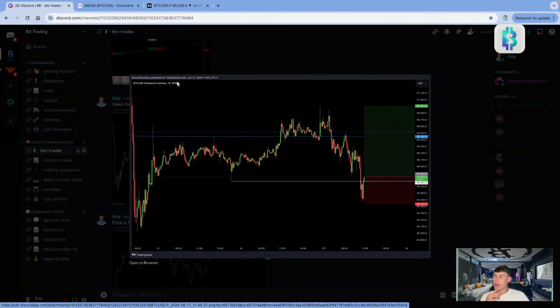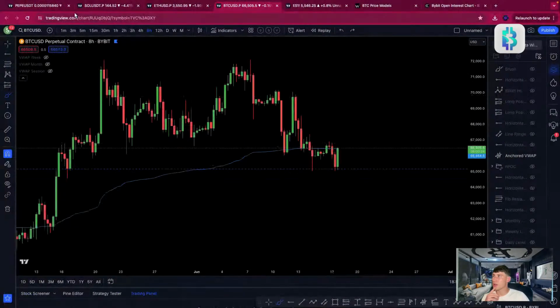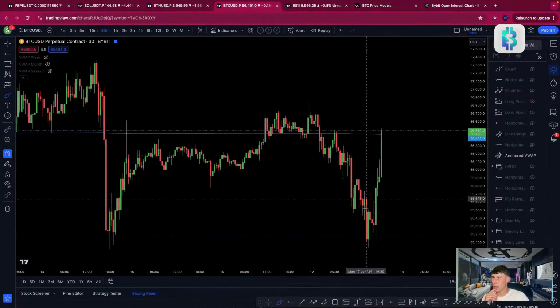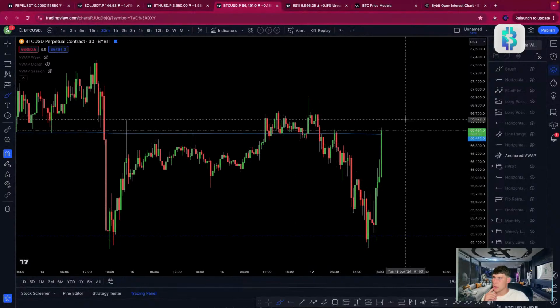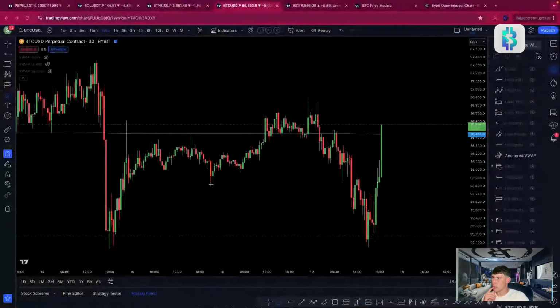Now, I took the more conservative stop loss. If I had taken the bigger stop loss, so let's take a look at that. So if I had, where was the, okay, so the long was from there, right?